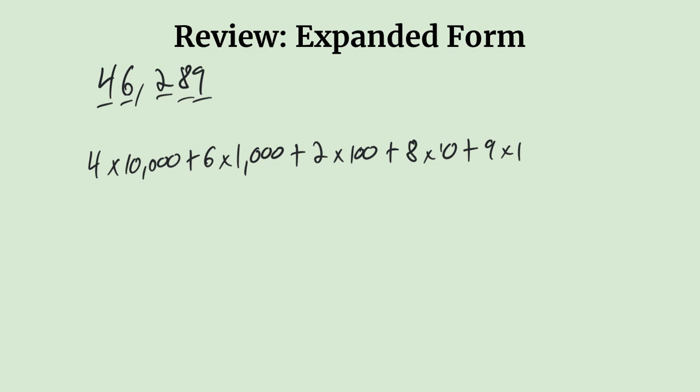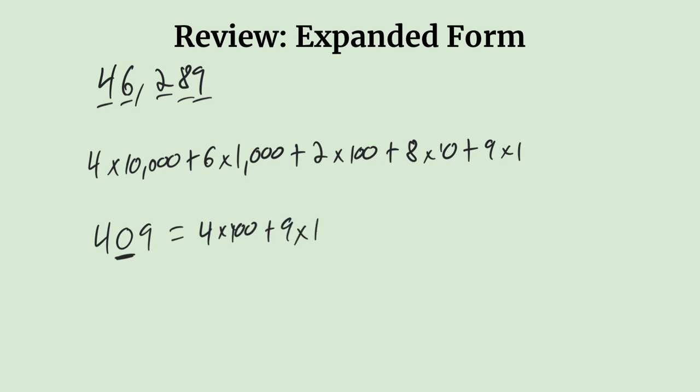Couple of things to remember here. If there's a 0 in your problem, like 409, you can skip that 0. So this would be 4 times 100 plus 9 times 1.